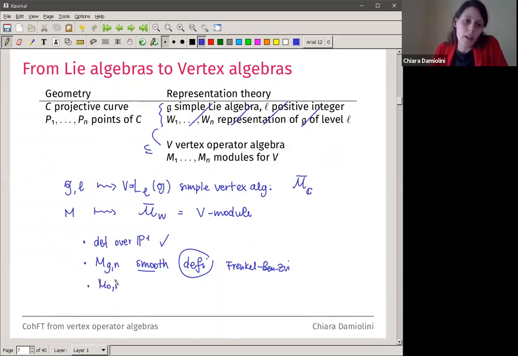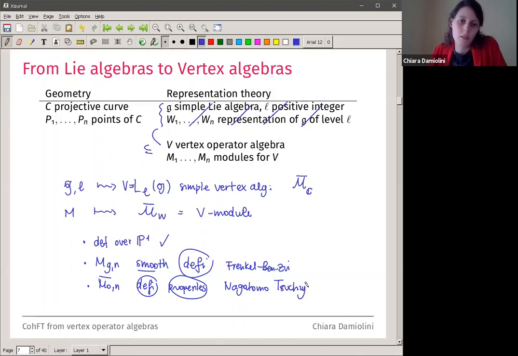However, on M0,n and its compactification, so rational curves which are nodal or smooth, both the definition and properties were analyzed by Nagatomo and Tsuchiya.